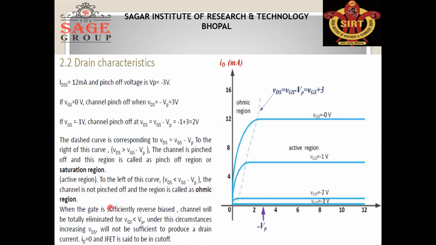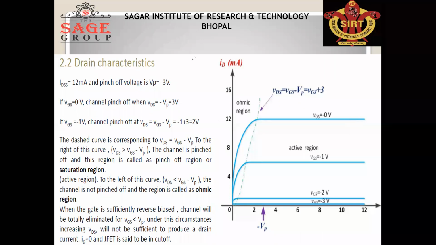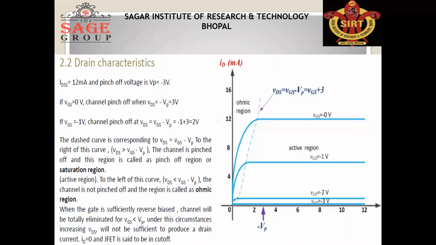So this is the drain characteristics, which is drawn between the drain source voltage and drain current at constant VGS. You can see here, from VGS equal to 0, when the gate source voltage is 0, and if we increase the voltage, current will increase.